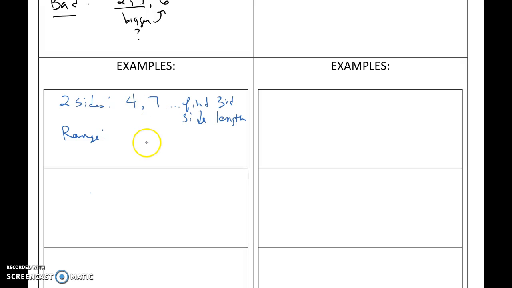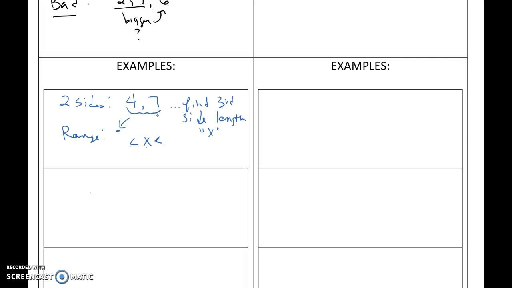So the way we like to write our answer is I usually write an X because that's my missing side length. And what I'm saying is that X is between two numbers, okay? And to find those two numbers, you first subtract them. So if I subtract them, that's what's going to go over here.